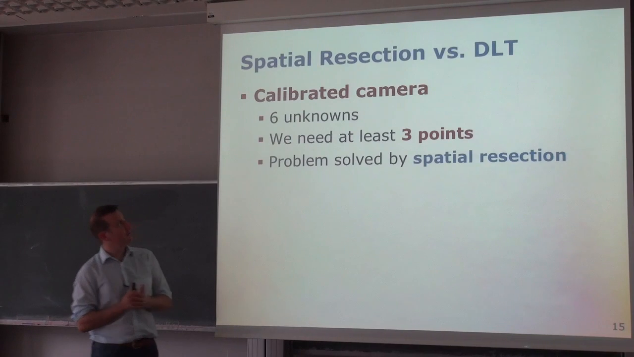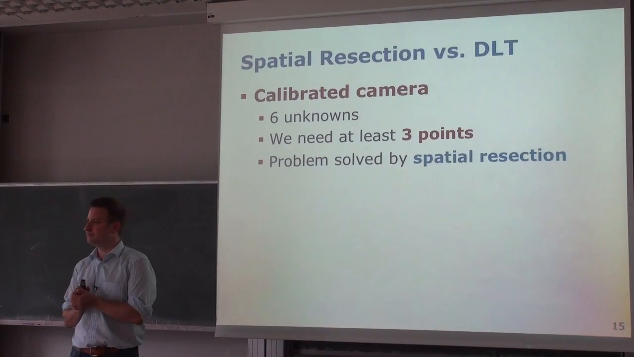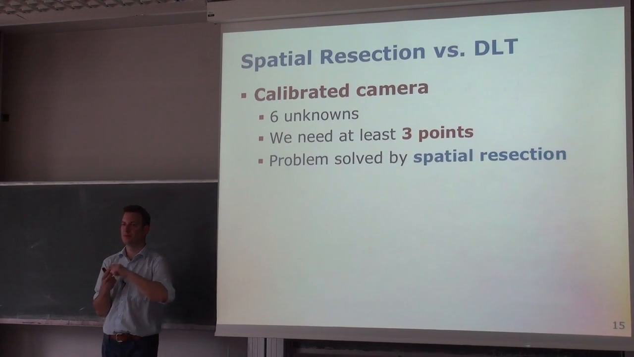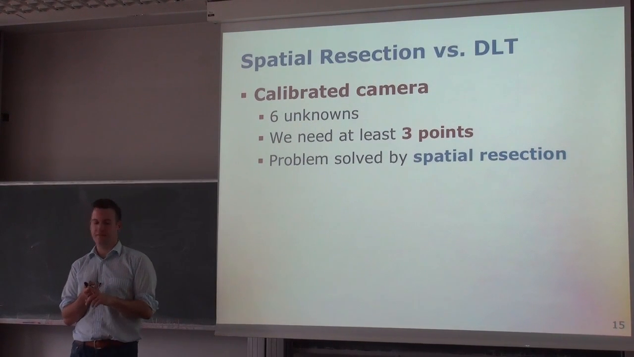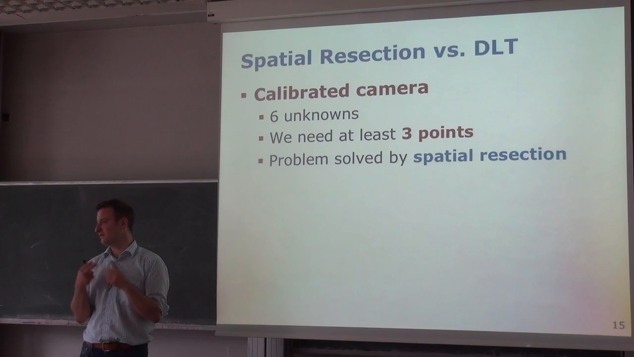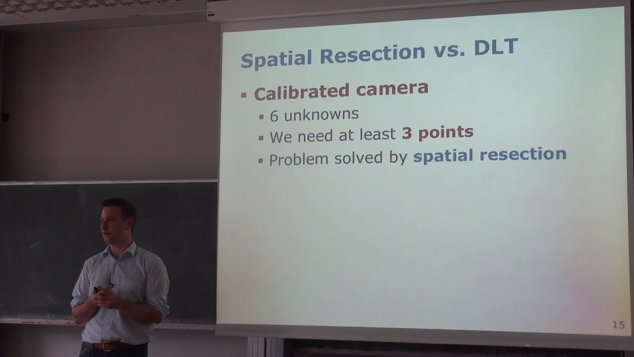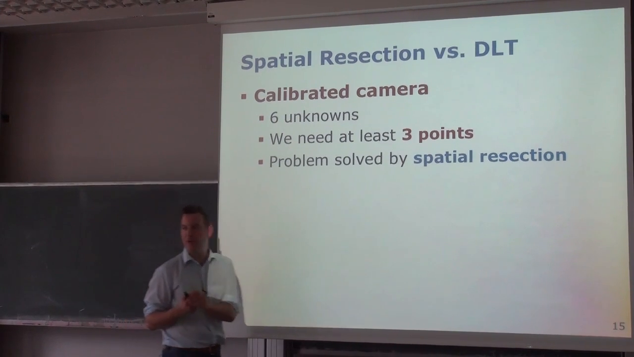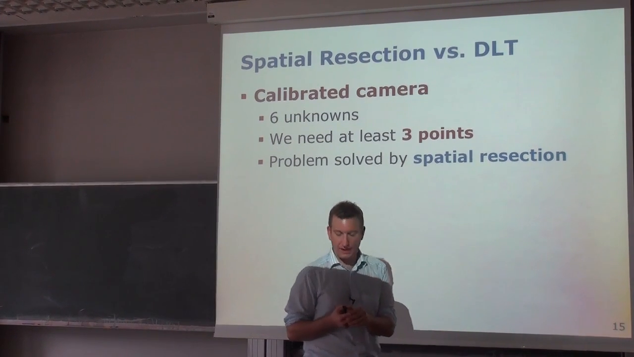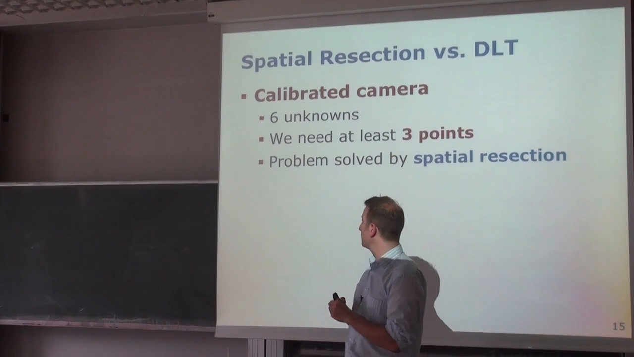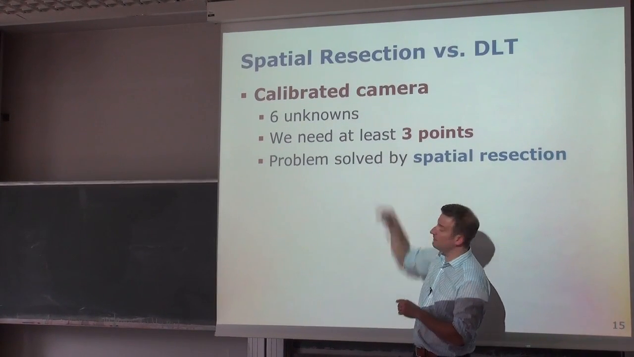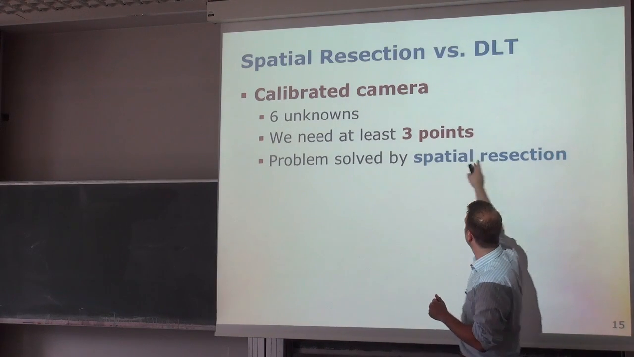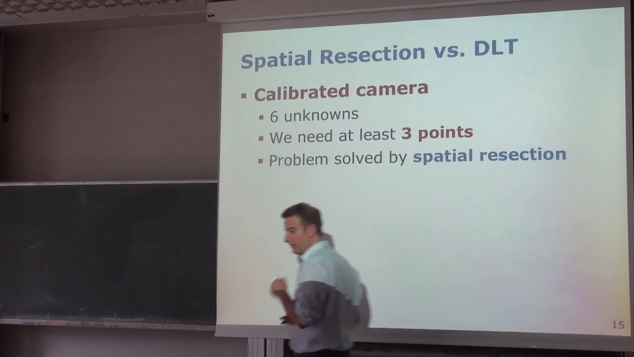Okay, so if we have a calibrated camera, that means we have 6 unknown parameters. 3 for the translation and 3 for the rotation. That means we need at least 3 points that we need to observe in order to estimate where the camera is. So at least the 3D location of 3 points in the environment we need in order to estimate the extrinsics of a calibrated camera, given we know the calibration. And this is something which will happen next week.